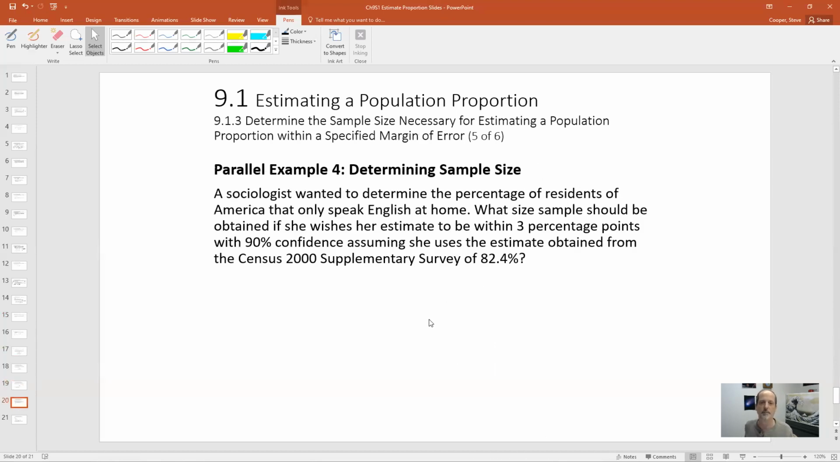Okay, so I'm going to give you guys a minute to try this out and find n. We've got a sociologist who wants to determine the percentage of residents of America that only speak English at home. So how large of a sample do we need to obtain if we want to be within 3 percentage points and a 90% confidence level? Okay, so she's going to use a point estimate from a census in 2000, and that result was 82.4%. So that gives you a p hat to work with in this particular case.